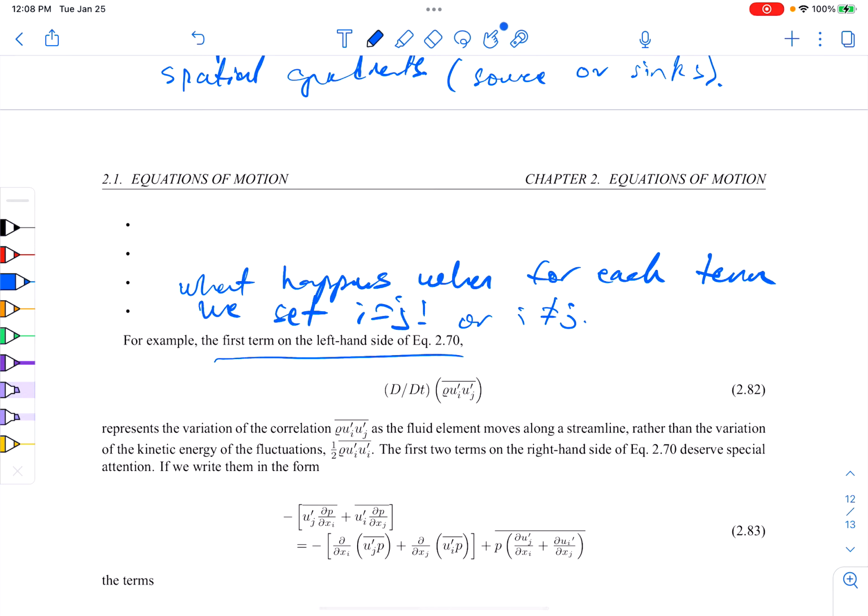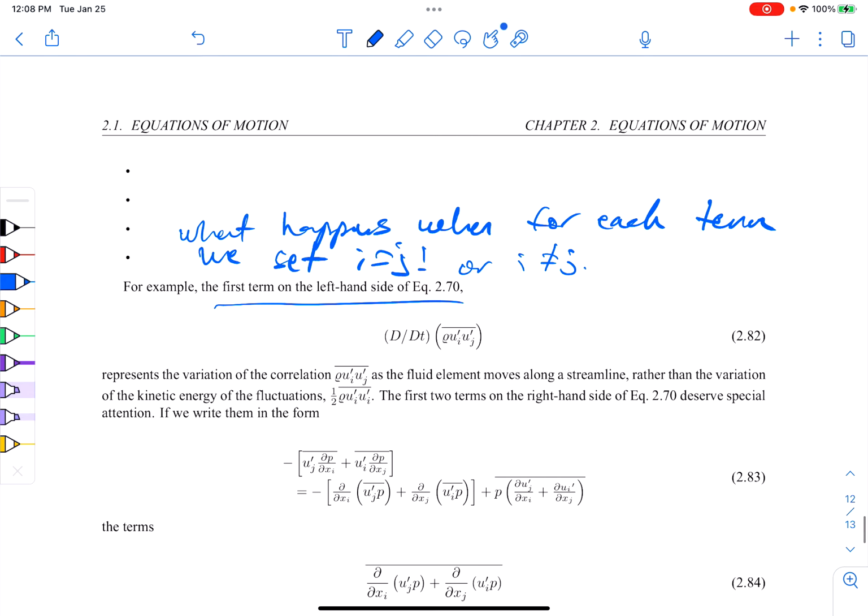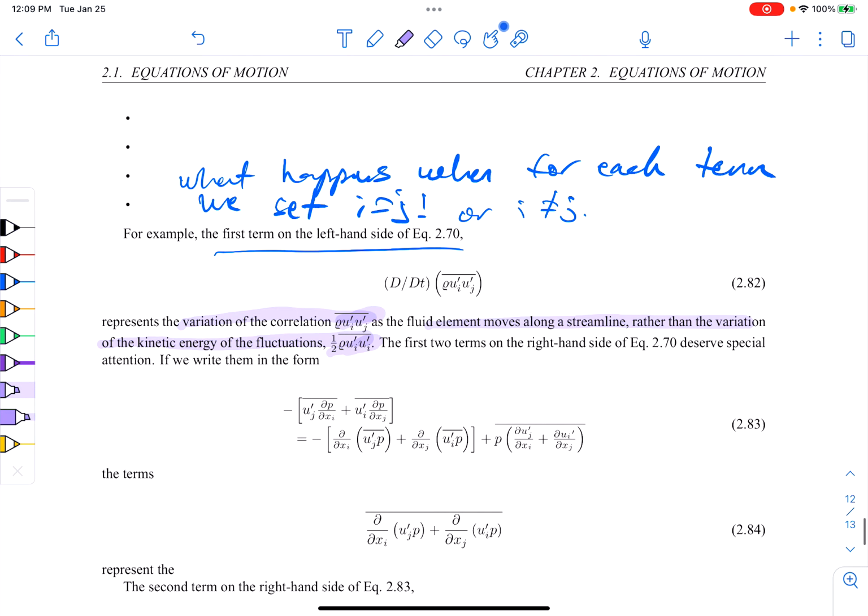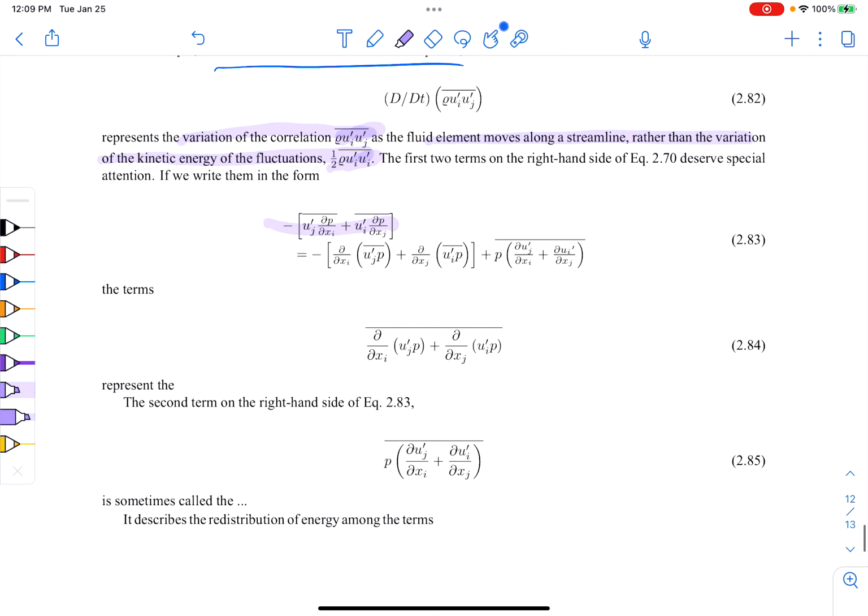So let's look at the first term, which is the material derivative. It's written that this is the variation of a correlation as the fluid element moves along a streamline rather than the variation of the kinetic energy of the fluctuations. So there's ii versus ij, so stress versus trace. The first two terms, if we make this assumption of ii or ij, can be written and expanded out here on the right-hand side. There's your pressure work term, and you can expand it like this.